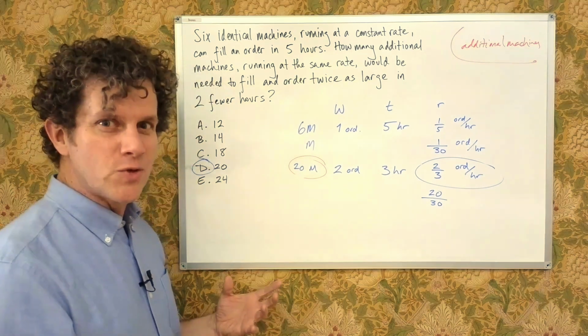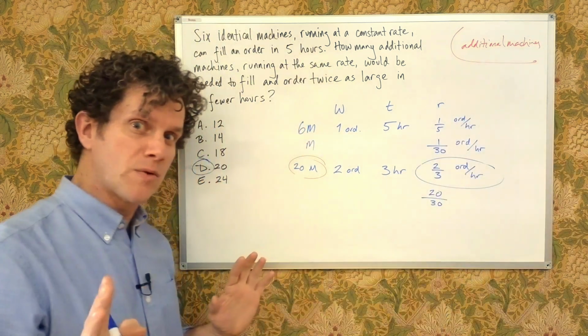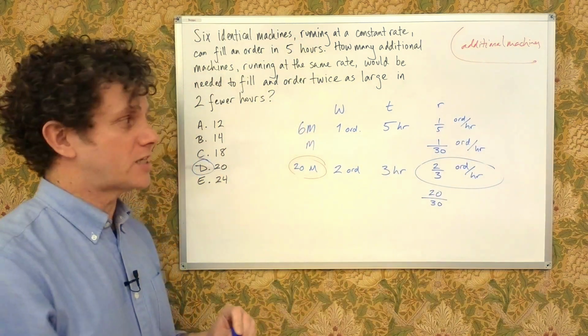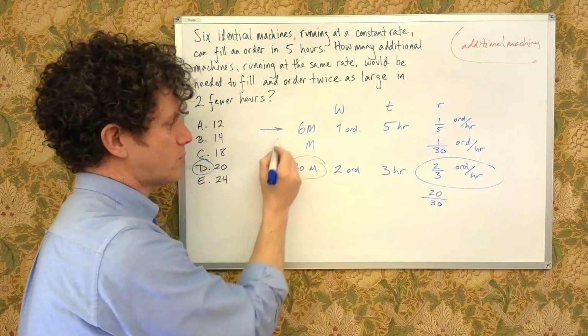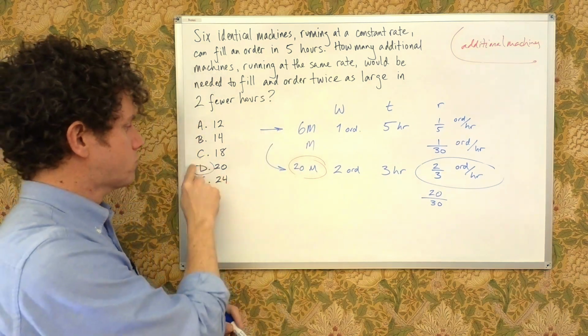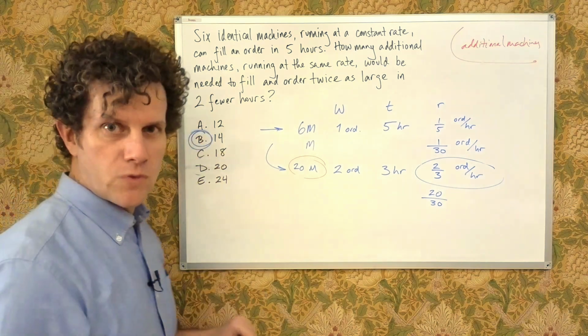What did we not do? We did not check in with the question. What is it we're here for? Okay, that time I was faking it. What are we here for? Additional machines. We started at 6. We want to get to 20. How many are we adding? We are adding 14.